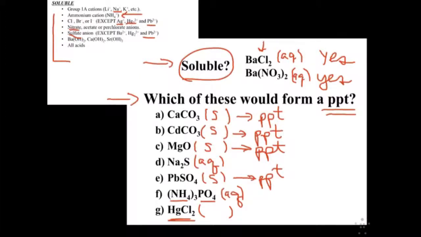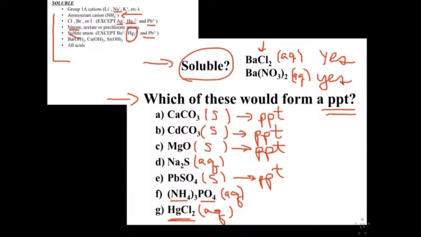And this is a tough one. This is mercury 2 chloride. It's not dimercury 2 plus chloride, so this is actually soluble. I'm not going to ask you about the mercury compounds. They're pretty complicated in terms of their solubility.